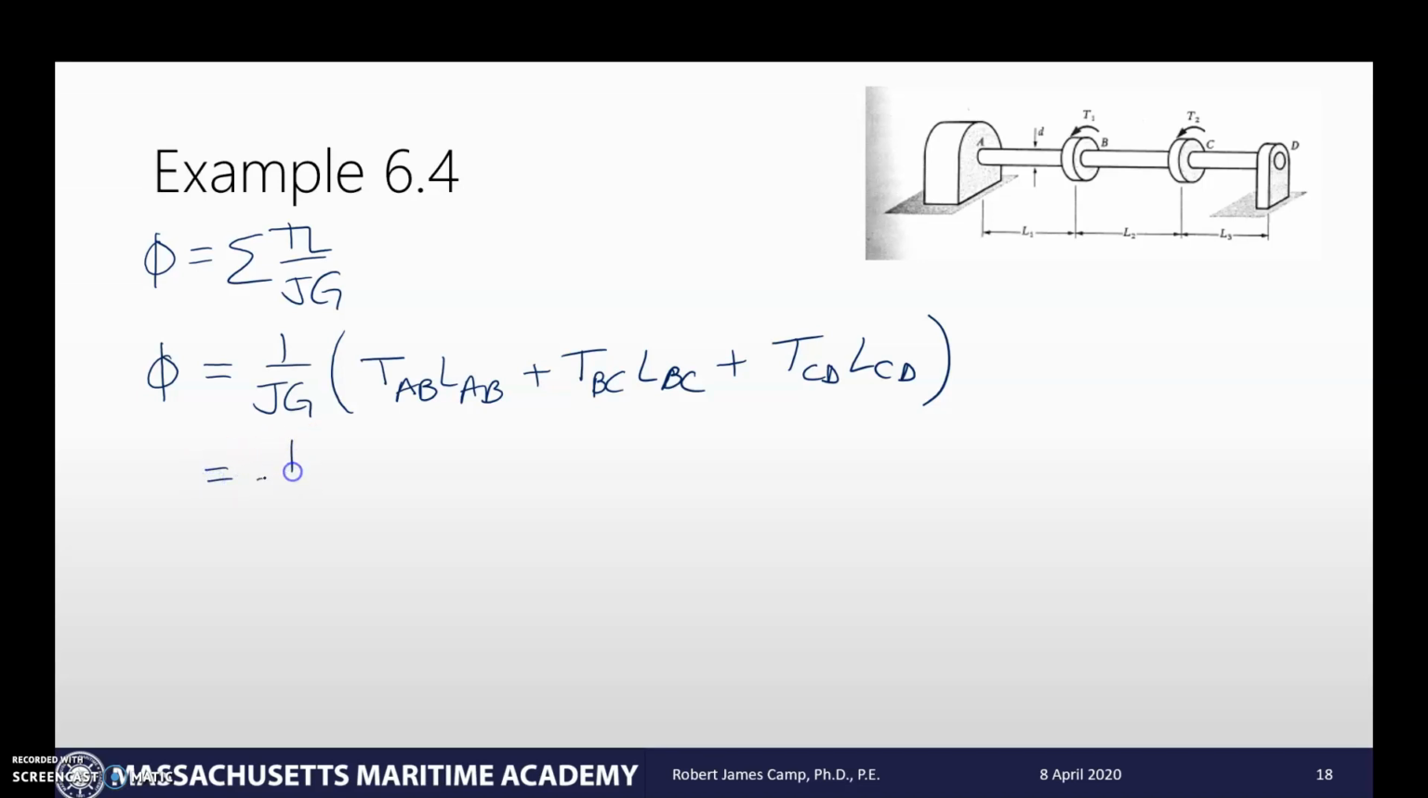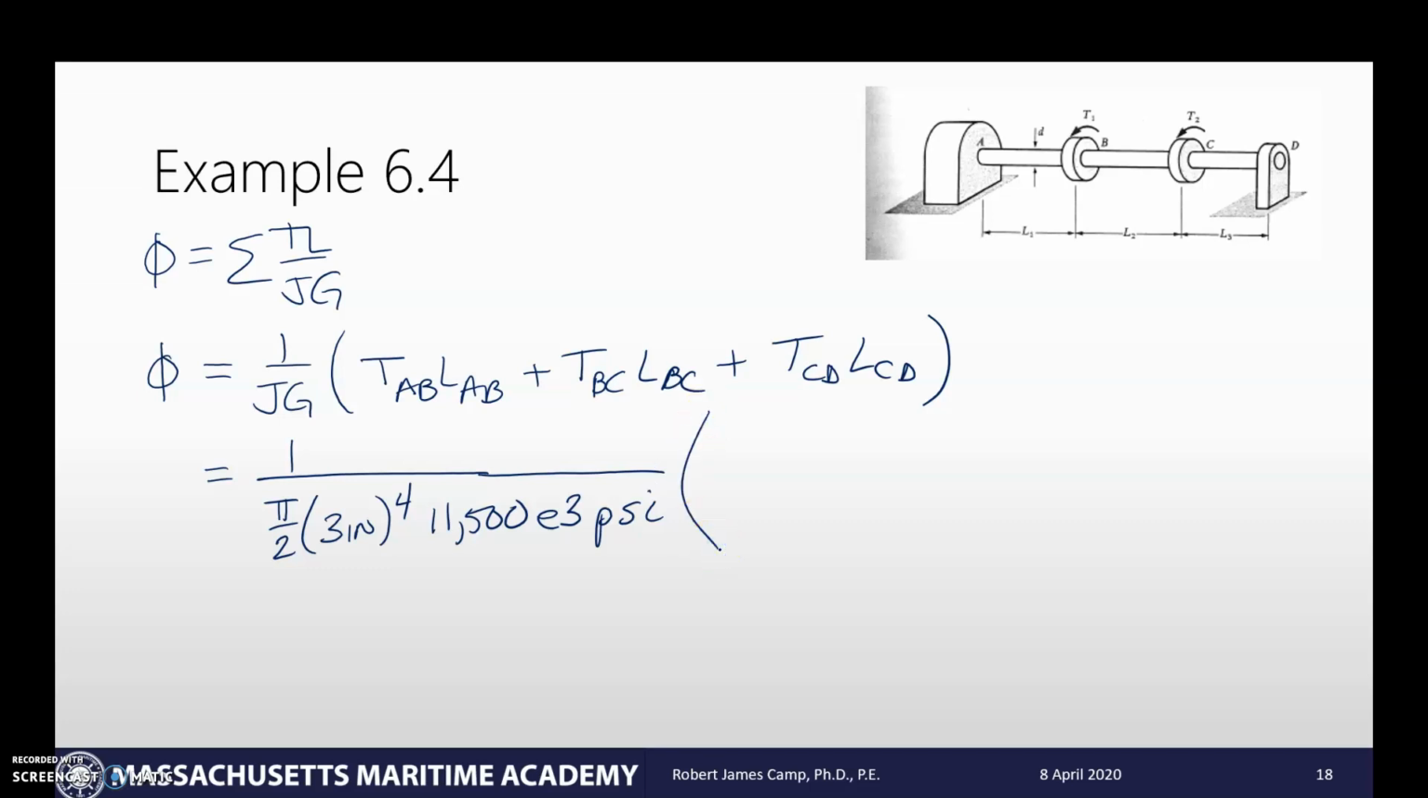So 1 over JG, what is J? We have our diameter of 3 inches in the initial one. So that's pi over 2, 3 inches raised to the 4th. There's our polar moment of inertia. And we have G. G is given to us as 11,500 KSI. I'm just going to turn that into PSI because KSI is just 1,000 PSI.